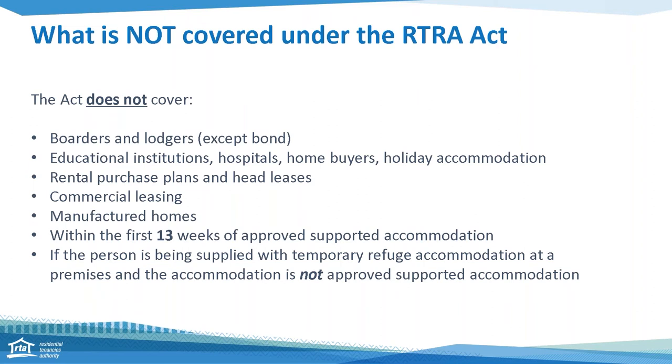We're now going to have a look at what the Act does not cover. So your boarders and lodgers are not covered. However, if a bond's paid, it must be lodged at the RTA. Educational institutions, so these are your on-site campus accommodation. Hospitals, home buyers and holiday accommodation. Rental purchase plans and head leases and commercial leasing. Manufactured homes, and these are the rules that are under the Manufactured Homes Residential Parks Act 2003.